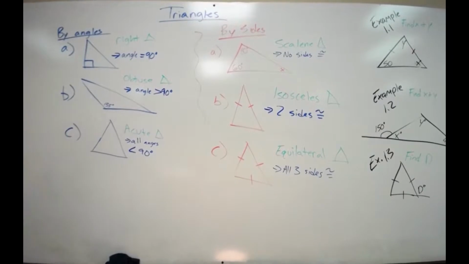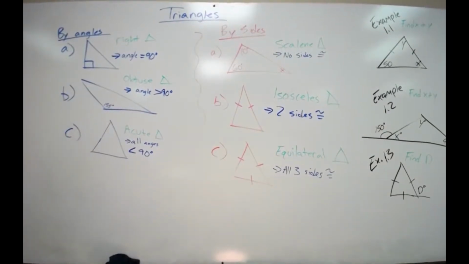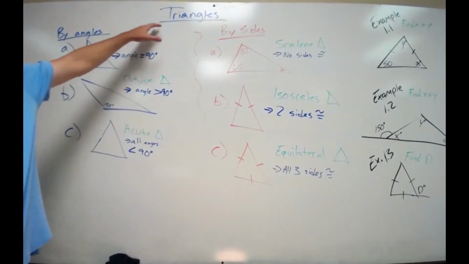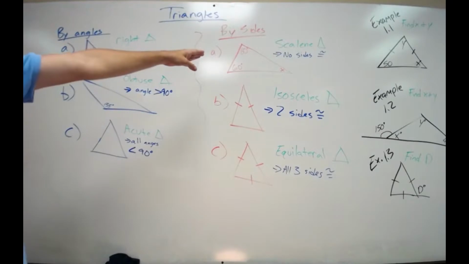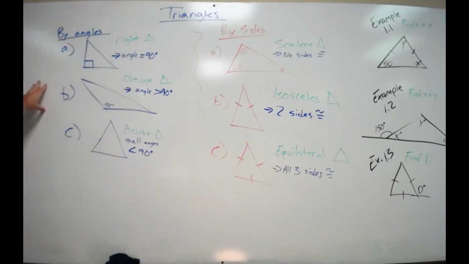The next section we're going to look at is 1B on page 23. We're going to look at triangles. There's different ways to classify triangles. You have angles and sides. Let's first look at the way to classify triangles by using their angles.